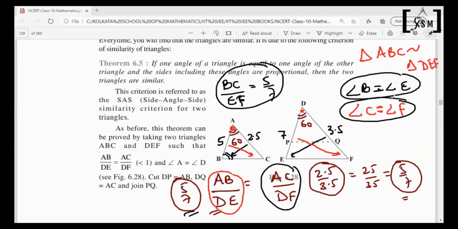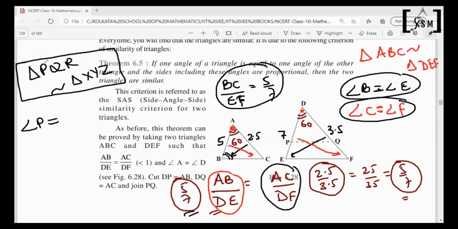One important point again. Let me give you a question. If I say triangle PQR is similar to triangle XYZ, without looking at the figure, can you tell me angle P will be equal to which angle? If these two triangles are similar, then the first angle, angle P, will be equal to the first angle, angle X. That is how we represent.